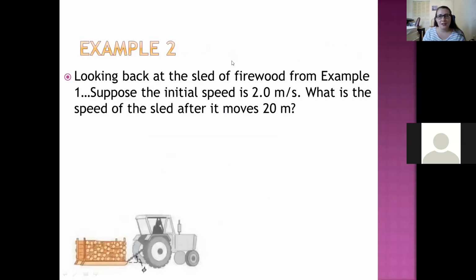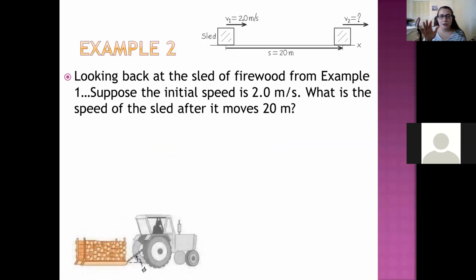Okay, so here's another example. Taking what we had already done in example 1, same situation, but now let's suppose the initial speed is 2 meters per second. What is the speed of the sled after it moves that 20 meters? I drew this additional picture up at the top there. Well, I didn't draw it, the book drew it for you. But here's the sled. Initially, it's moving with a speed of 2 meters per second, and it covers a displacement of 20 meters. What is its velocity over here after it's moved 20 meters? That's what we're trying to figure out.